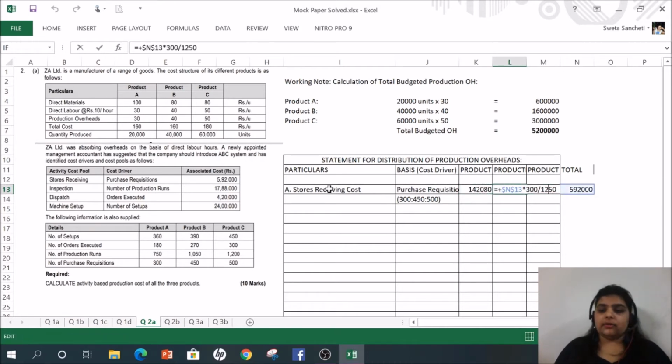Similarly, product B would be 450 and product C would be 500. This is the bifurcation of our store's receiving cost. Next is inspection cost.